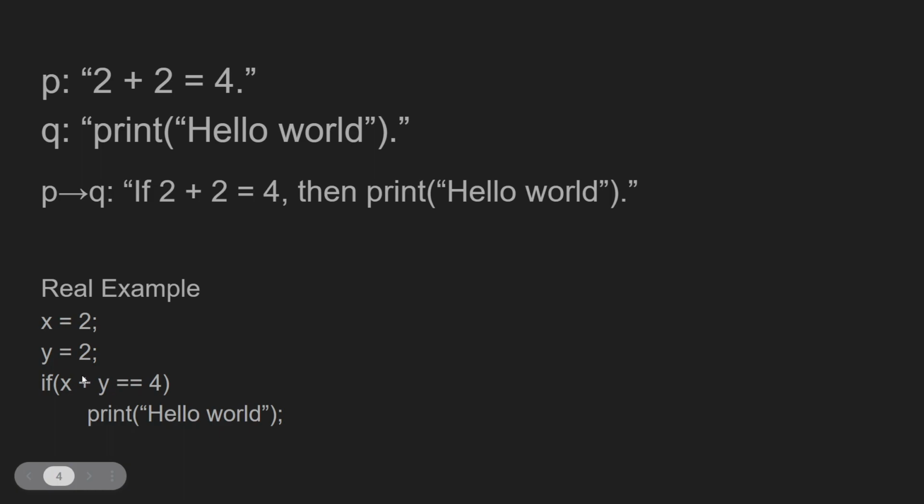Let's set x equals 3. Then x plus y will be 5, so the next line will not be printed. Alright? That means this is true. If x plus y becomes 4 and this print is not executed, then the conditional statement is false. Alright?